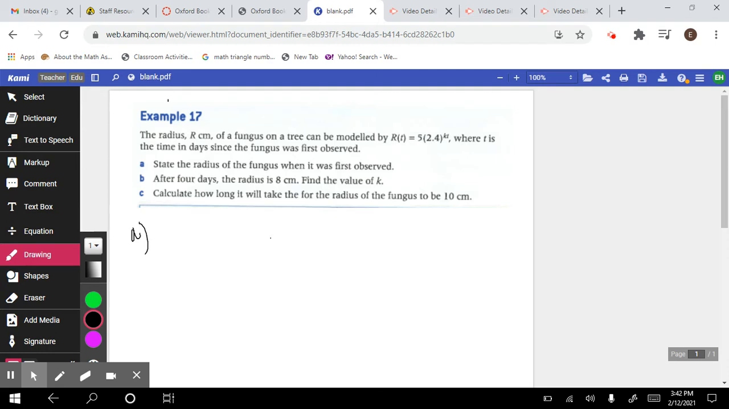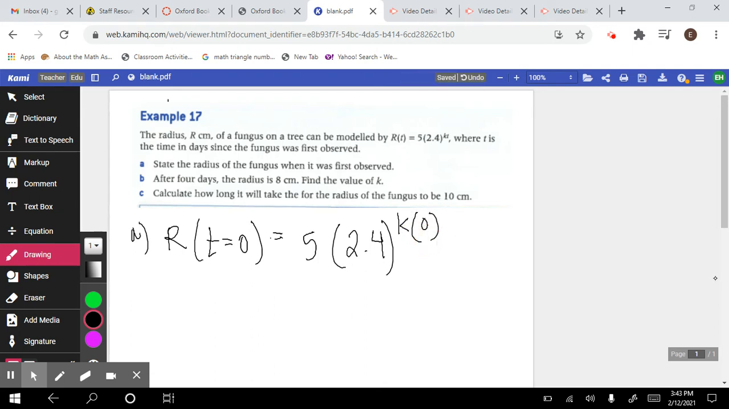So we have r, t equals 0. Okay. Obviously, anything times 0 cancels out, right? Well, not cancels out, it's 0. And then 2.4 to the 0 power is 1. So we are left with 5 centimeters is the radius of the fungus on the tree.